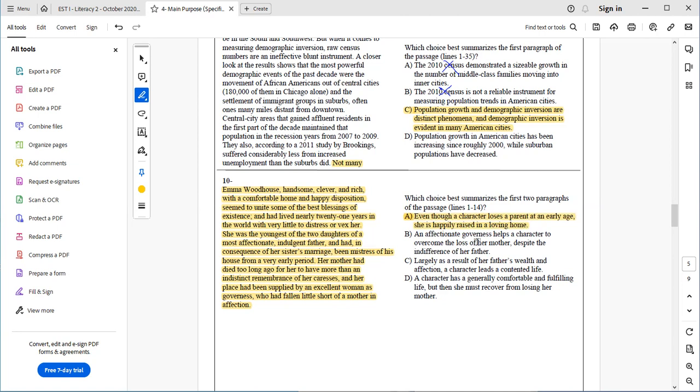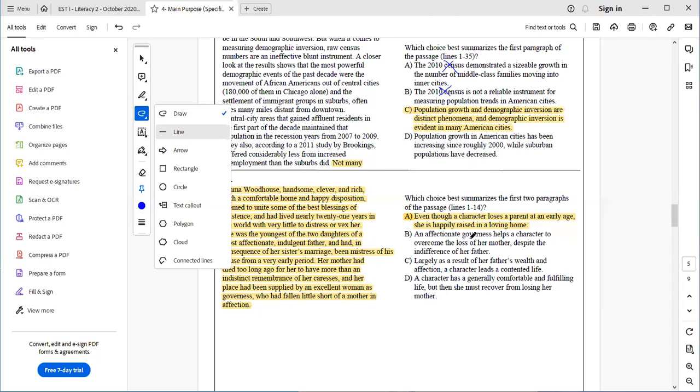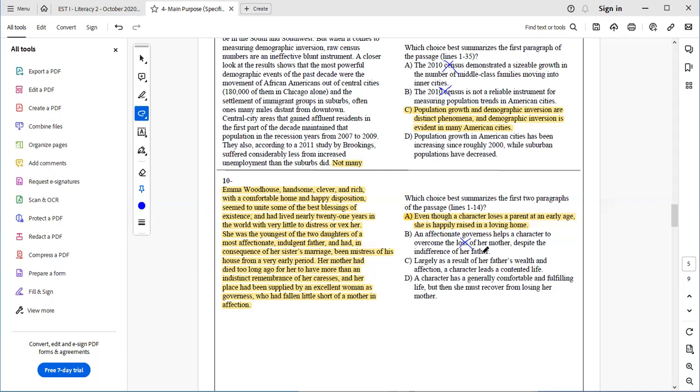An affectionate governess, yes, it was mentioned in the last sentence, helps a character to overcome the loss of her mother. Wait, she didn't remember her mom. Her mom died a long time ago. Largely as a result of her father's wealth. Wait, he didn't say that her father is wealthy. He said only affectionate, indulgent father. Who is wealthy or rich is the girl. So thank you. And again, there is extra information here that wasn't mentioned, so it's not right.